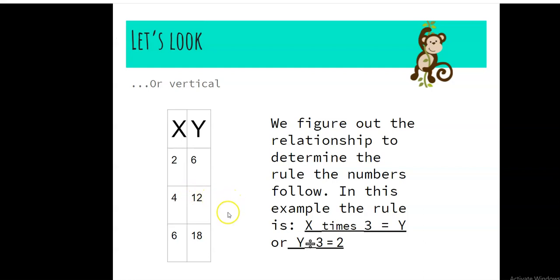Now, somebody out there is going to be thinking, hey, I know about those things called inverse operations. Can't I say 6 divided by 3 is 2? Yes, you can. And so we would word the rule as Y divided by 3 is equal to X.